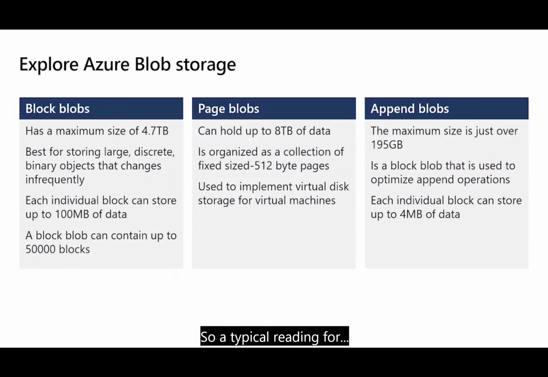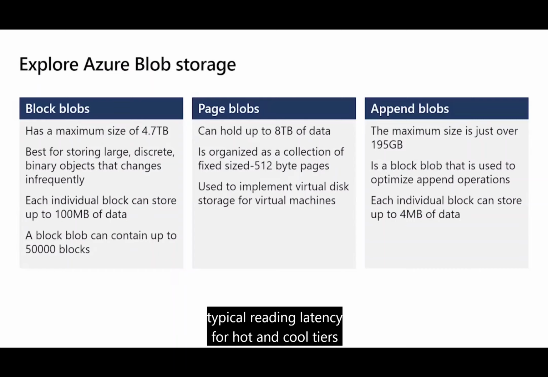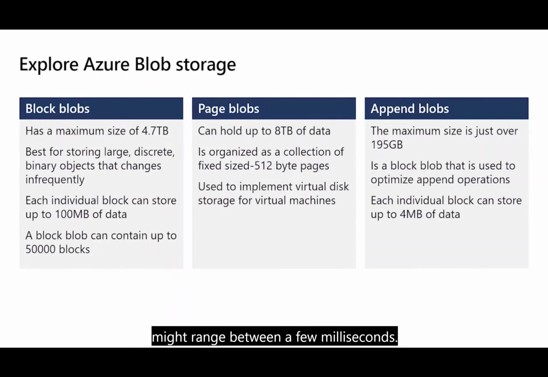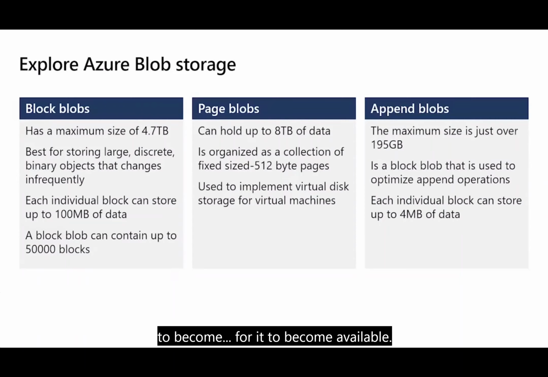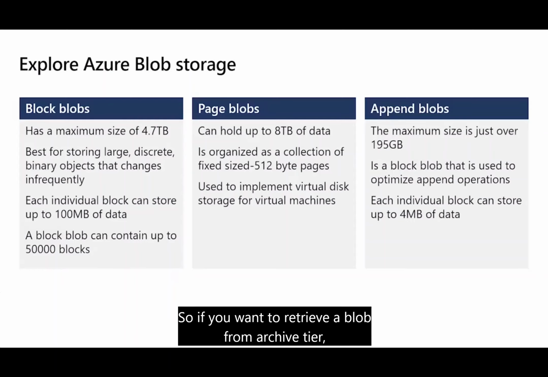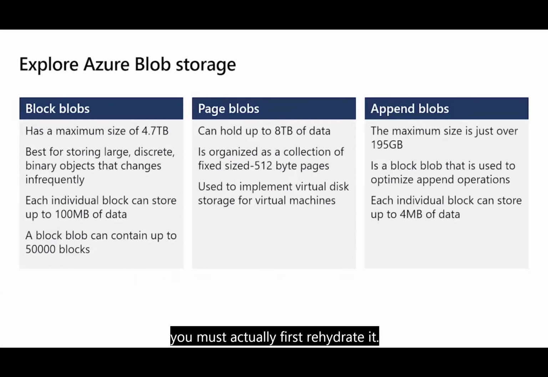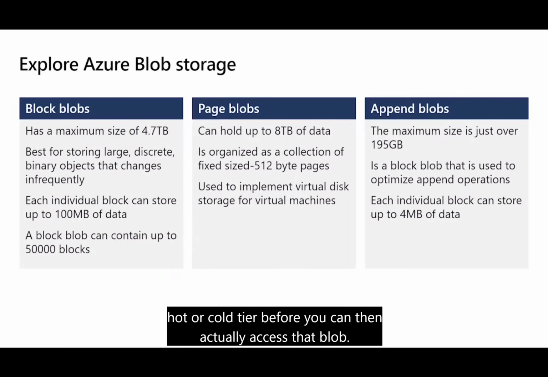Typical reading latency for hot and cool tiers might range between a few milliseconds, but for the archive tier, this can take up to hours for it to become available. So if you want to retrieve a blob from the archive tier, you must first rehydrate it. By rehydrating, I mean you need to upgrade that blob into a hot or a cool tier before you can then actually access that blob.